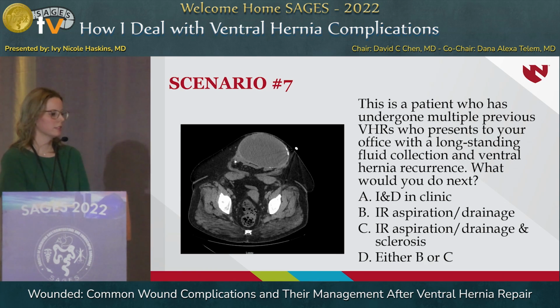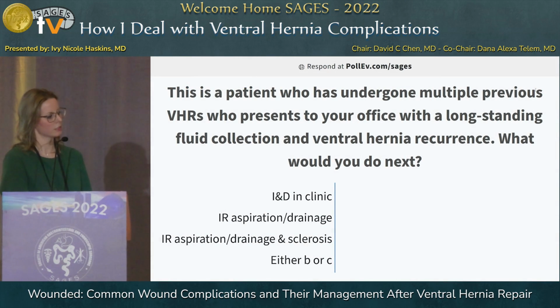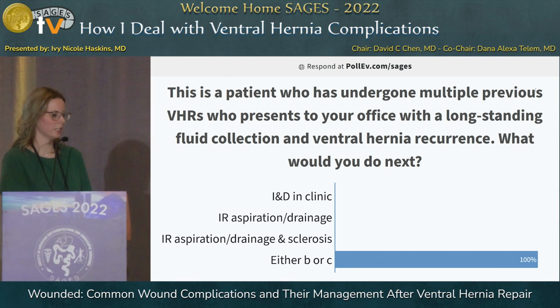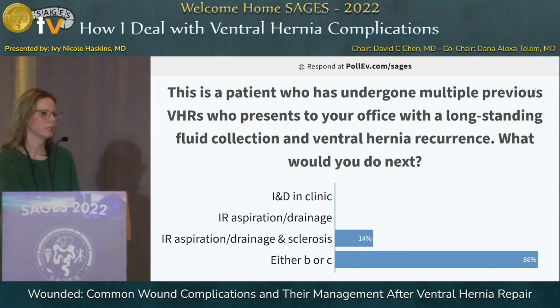Scenario 7, this is a patient who has undergone multiple previous ventral hernia repairs who presents to your office with a long-standing fluid collection and ventral hernia recurrence. What would you do next? A, IND in the clinic, B, IR aspiration or drainage, C, IR aspiration or drainage and sclerosis, or D, either B or C.